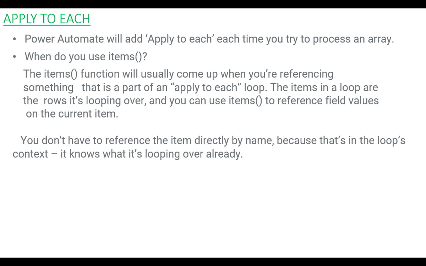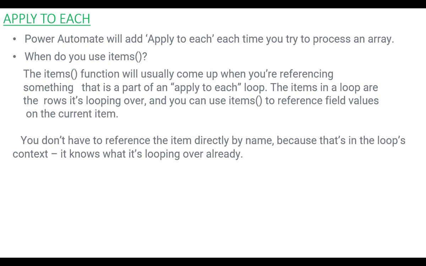Okay, and when do you use items function? So items function will usually come up when you're referencing something that is part of an apply to each loop. So this is very important. So many times we get confused why this items function is used, right? Or when do we use items function? So items function is only used when you are doing some for loop or going through an array, right?